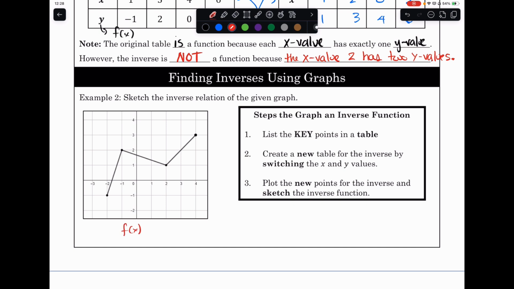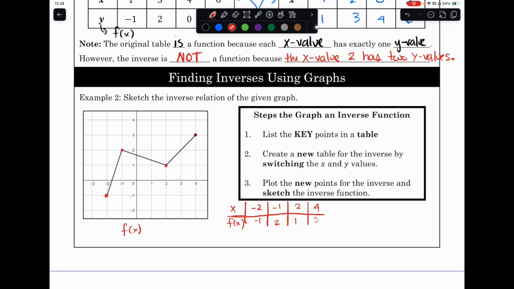Next, you want to list the key points in a table. So right here, I'll have the table for x and the y value, which I'll call f of x. And I'm going to do it horizontally since I have no space vertically. And the key points are going to be these vertices right here where the graph is changing direction. So we have the points -2, -1; -1, 2; 2, 1; and then 4, 3.